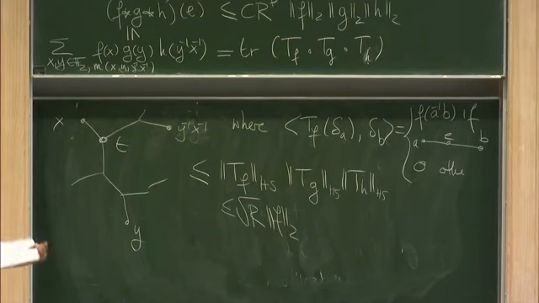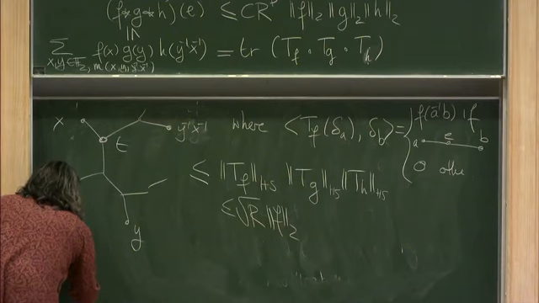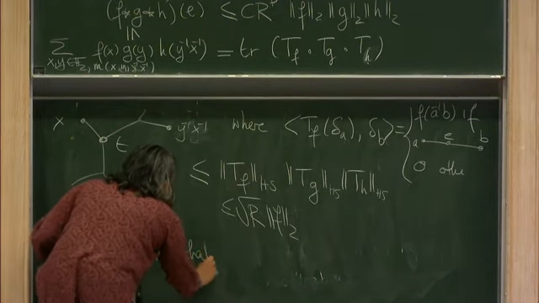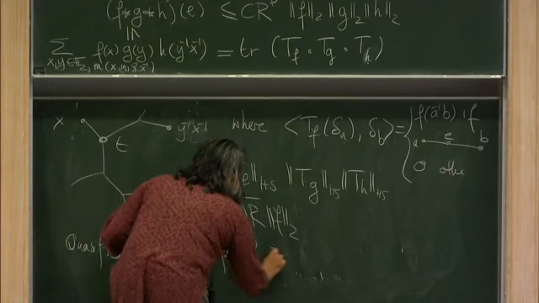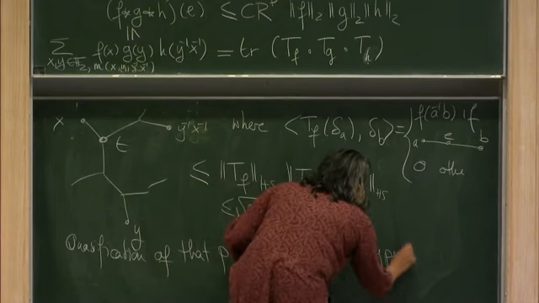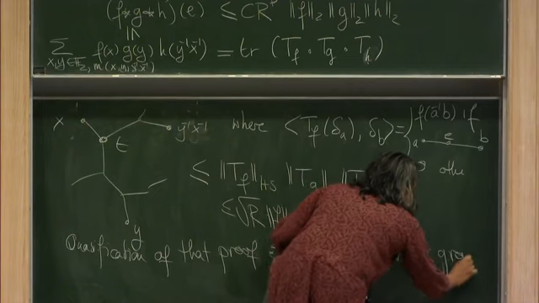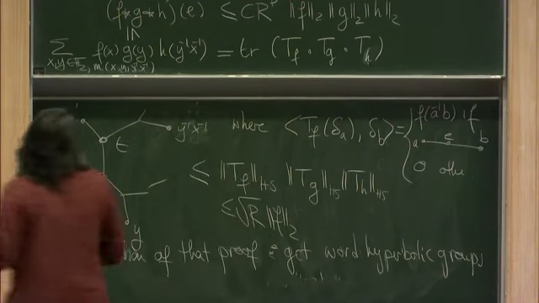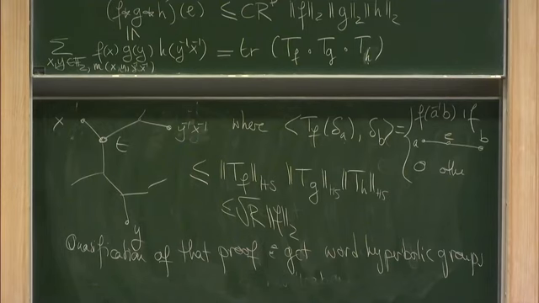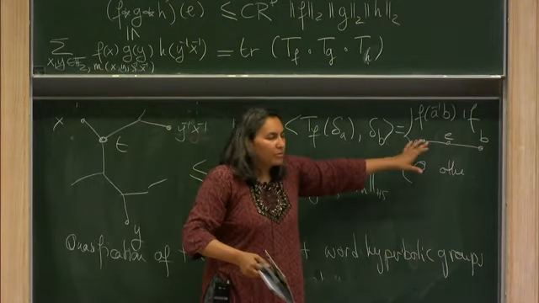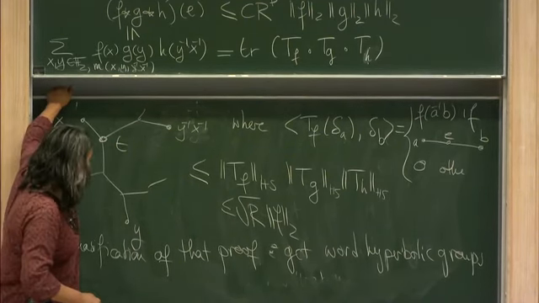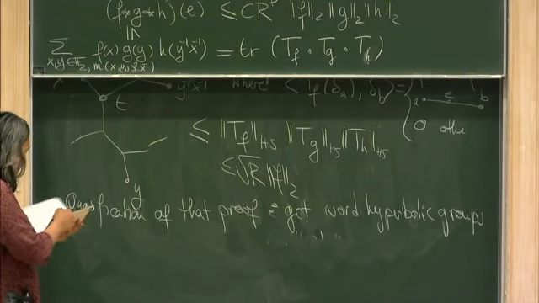And in fact, if you do a quasification of that proof, you get word hyperbolic groups. Because what you do is here you're going to add points that are almost on geodesics, and then here you're going to count how many points are on a geodesic between 2 points. So that's a quasification of that proof that gives you word hyperbolic groups.